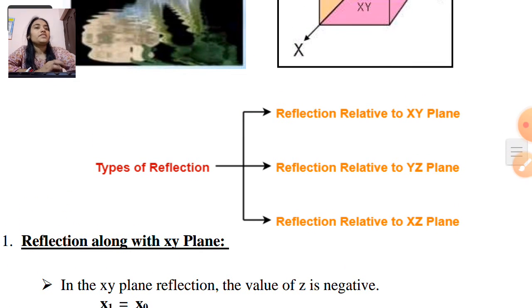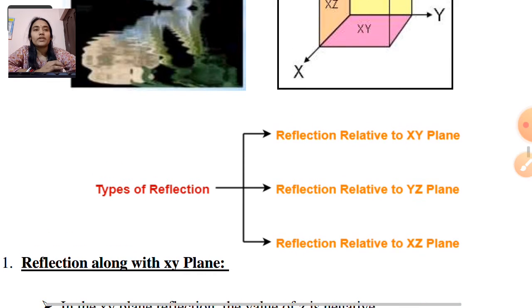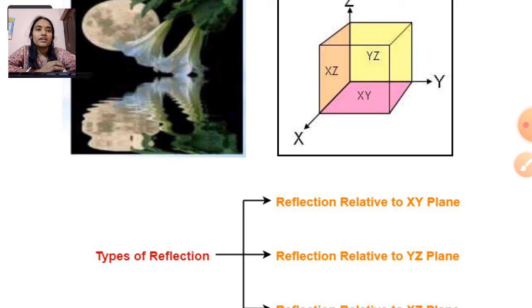So there are three types of reflection. One is reflection relative to the xy plane. Second is reflection relative to the yz plane. Third is reflection relative to the xz plane. In this way we categorize reflection in three different ways. First we discuss reflection with the xy plane. The xy plane means this side has the x coordinate and y coordinate, and the z coordinate is above.